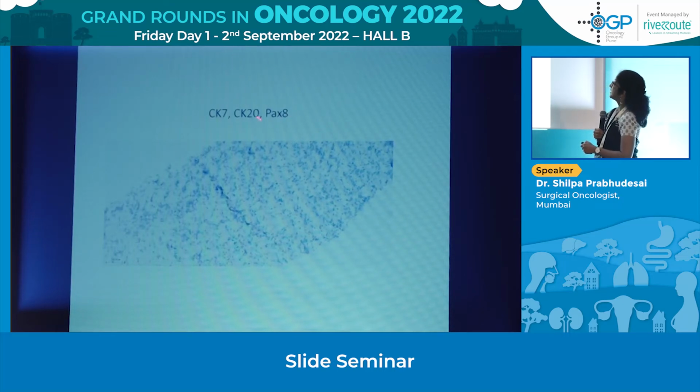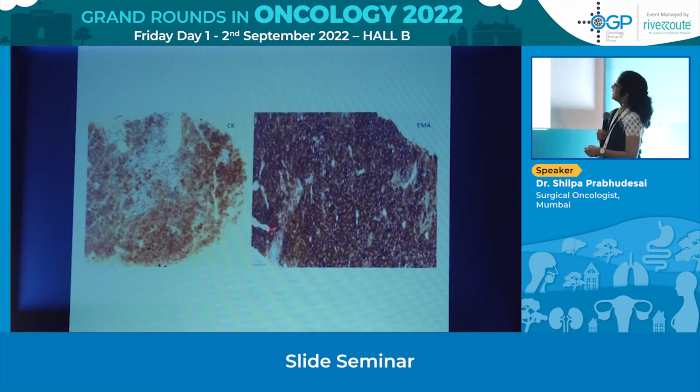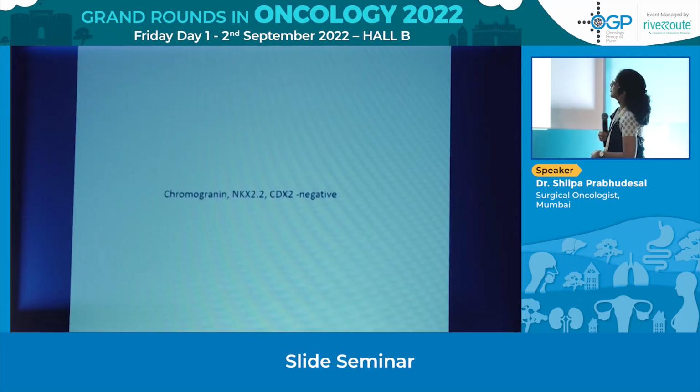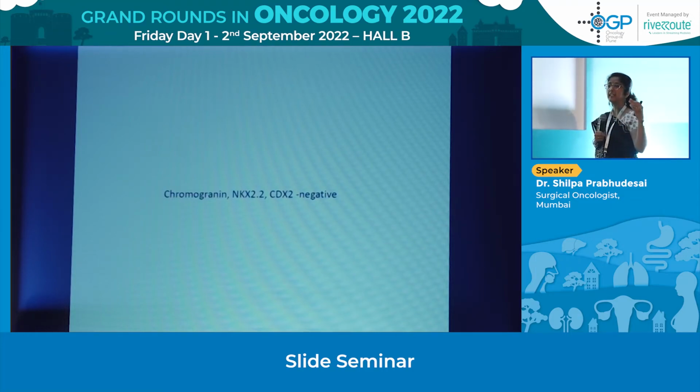So PAX8, CK7, CK20, dead negative. Then we went to CK and EMA, both very beautifully positive, again telling us that it is a carcinoma. And then because it had that small cell look, a synaptophysin, which was again diffusely and strongly positive. However, the chromogranin was negative. We did NKX2.2. The CDX2 was actually done in parallel after the PAX8 came negative. We did a CDX2, we did a GATA3, thinking whether it is some funny large metastasis coming from the stomach or somewhere to the ovary.